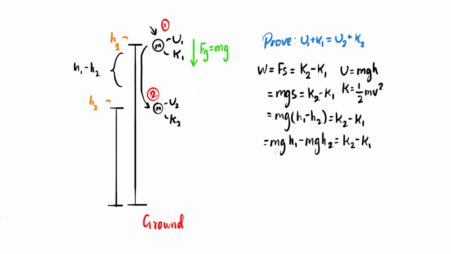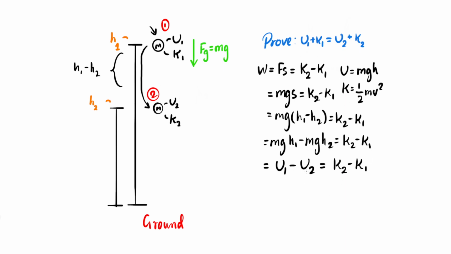We know that mgh1 is basically U1 and mgh2 is basically U2. If you know how gravitational potential energy works, you know that is U1 and U2. I'm not explaining this because you can't get to energy conservation without learning gravitational potential energy. So I'm assuming that you all know this. So mgh1 is U1 minus mgh2, which is U2, is equal to K2 minus K1. We have every single variable we need to prove this.